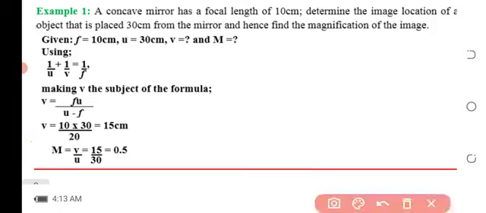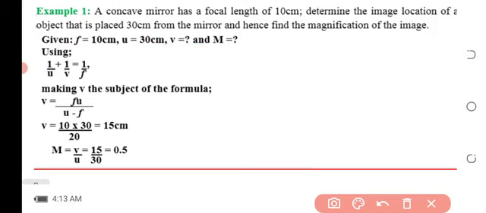Now from the question, we have some parameters given. We have the focal length of the mirror to be 10. We have to determine the image location of an object. The object is placed 30 centimeters from the mirror, and we have to also find the magnification. How do we go about this?